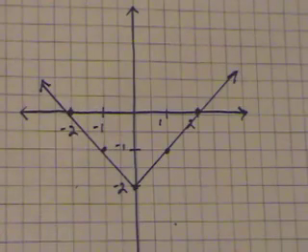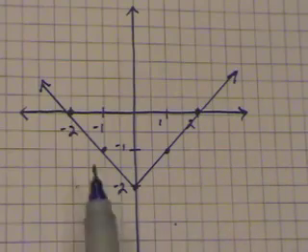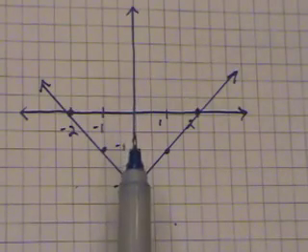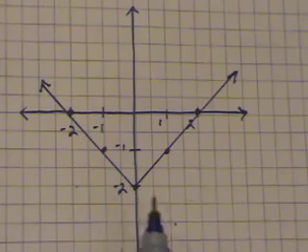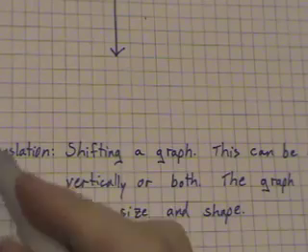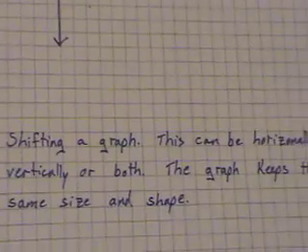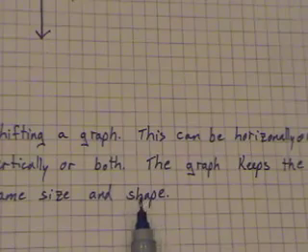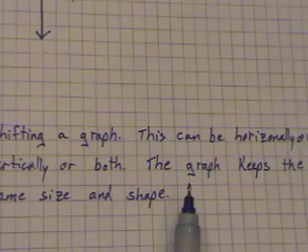Wow, so this is the same shape and the same size as our original graph, but what did we do to it? We've moved it down 2 units. And that brings us to our other vocabulary word, translation. Translation, in math, is when you shift a graph. The shift can be horizontal or vertical or both, but the graph keeps the same size and shape.